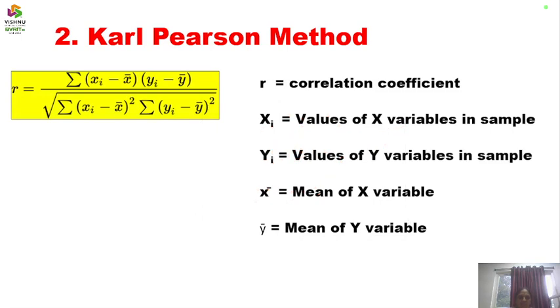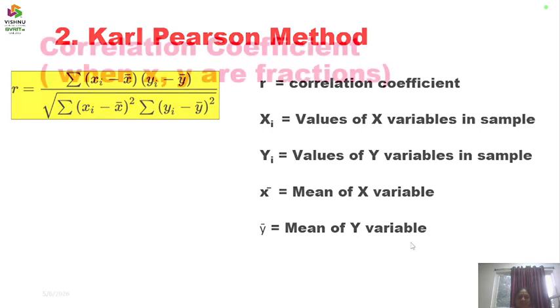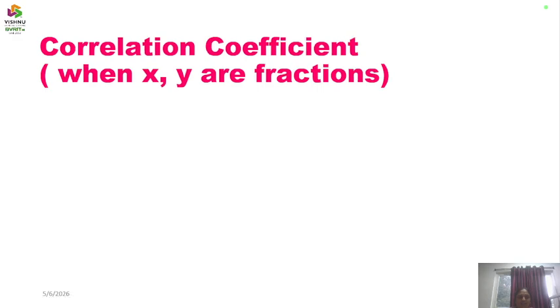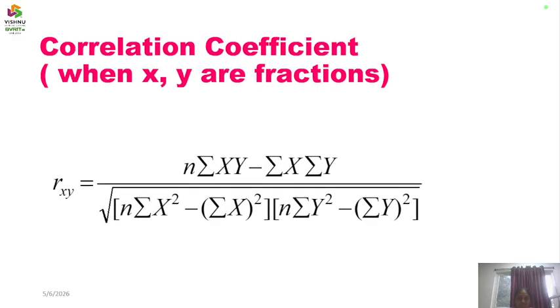And now we will move to the Karl Pearson method. For the first example, I showed one problem. So when x bar and y bar, the mean values, are fractions, you are supposed to use the summation of xi minus x bar into yi minus y bar in the numerator, and the denominator as the square root of summation of xi minus x bar whole square into yi minus y bar whole square. So these are all the things we can see. And this is the correlation coefficient when x, y are fractions. That's what I said.